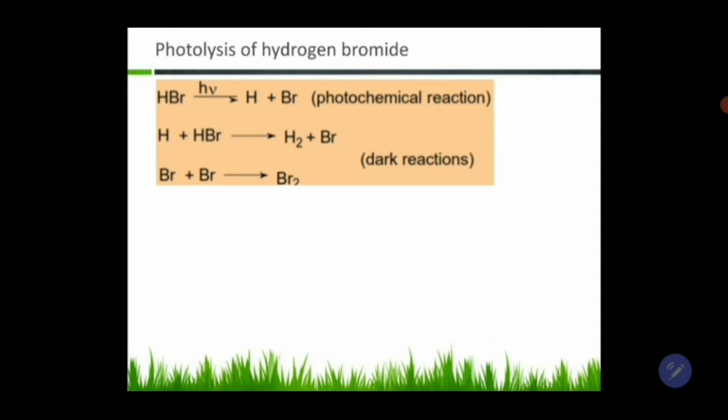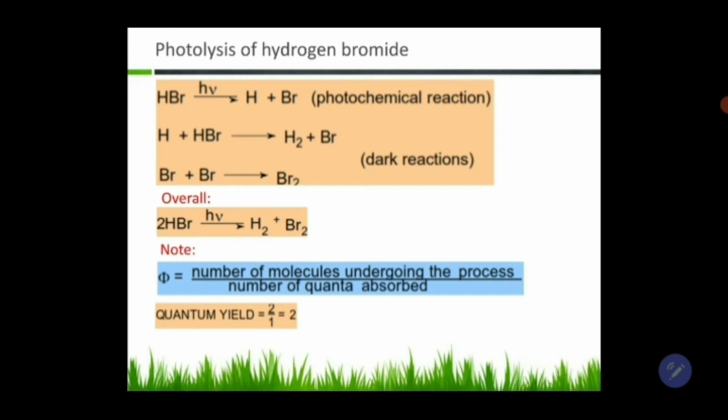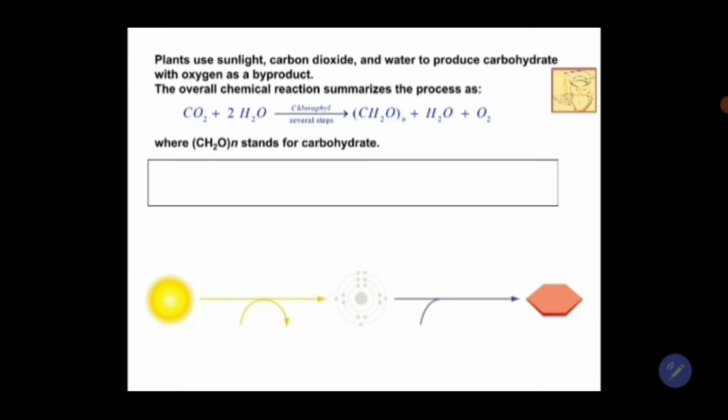into hydrogen and bromine. If you look at the mechanism, you could see that one photon is absorbed and two molecules are reacted. So the quantum efficiency is given by this equation. It is equal to 2. There is one more example, that is ozone formation in the atmosphere. Here also two molecules react; one quantum is absorbed by two molecules. The quantum yield is 2.